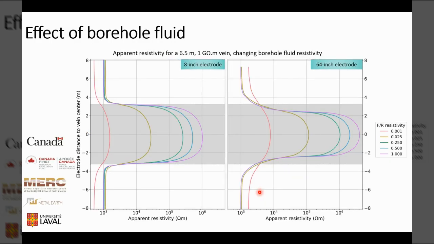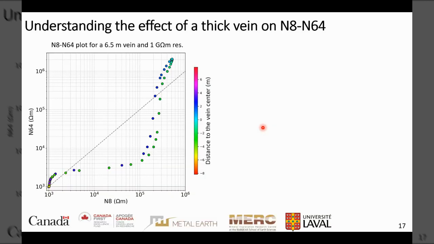And for the effect of the borehole resistivity, here I'm showing the results for the 6.5 meter thick vein with a resistivity of 1 gigaohm. And we see that as the borehole fluid becomes more and more resistive, it will give us better results in comparison to the conductive veins. And now let's go back to the original N8 and N64 plots.